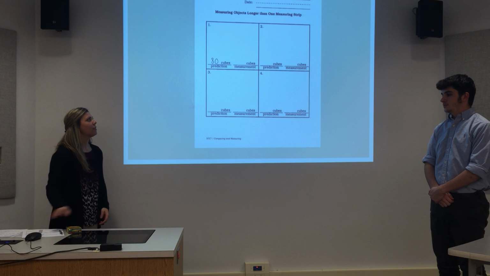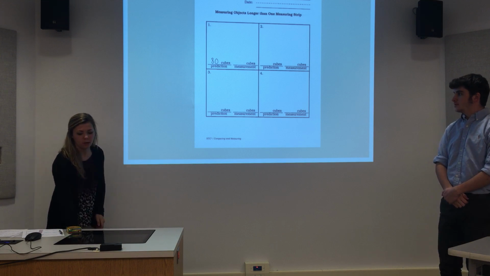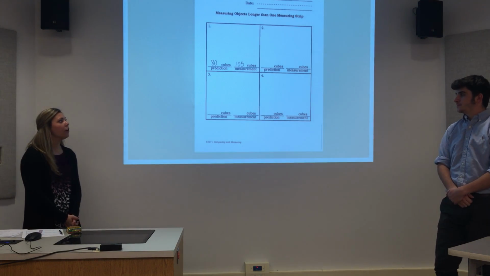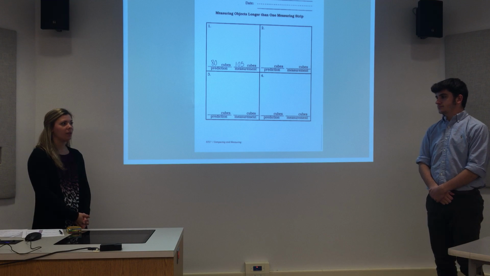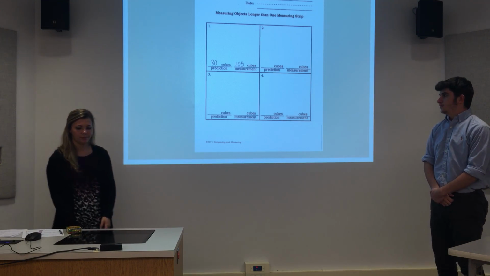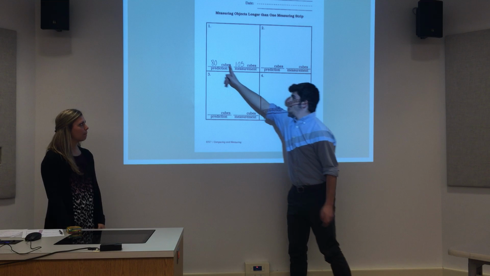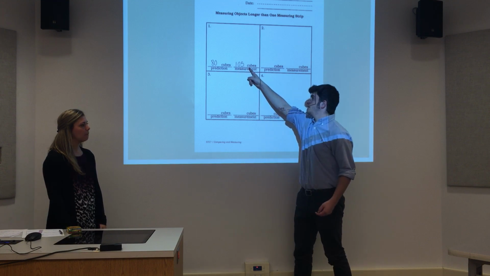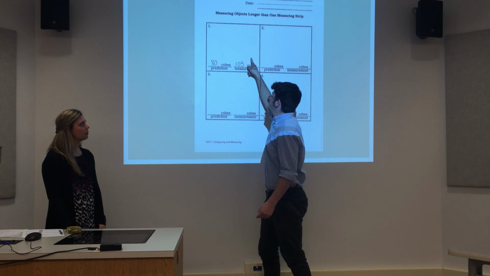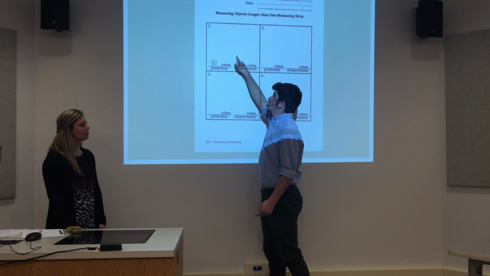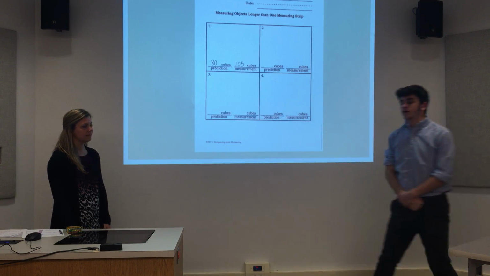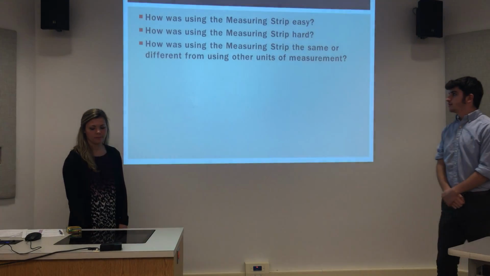So our prediction was 80 cubes and our results were 105 cubes. So we were somewhat close, but not quite. So as you can see, we put our prediction right here, and then we put what the actual measurement was, and then after we would draw a little picture of the screen here, showing us measuring the screen with our measuring strip.